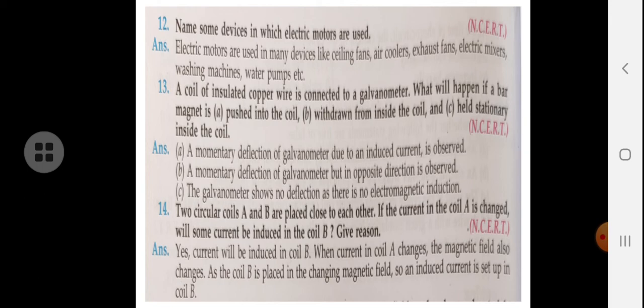Question 14. Two circular coils A and B are placed close to each other. If the current in coil A is changed, will some current be induced in coil B? So the answer is yes. Current will be induced in coil B, because when the current in coil A changes, the magnetic field also changes, and as coil B is placed in a changing magnetic field, an induced current is set up in coil B. It is based on electromagnetic induction.